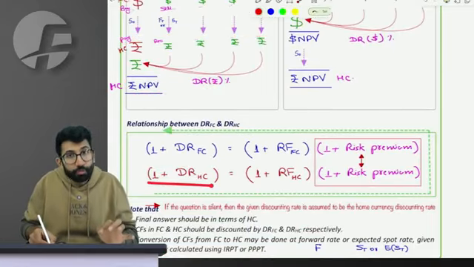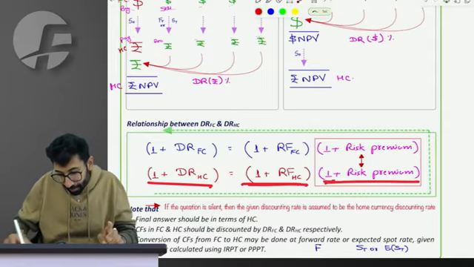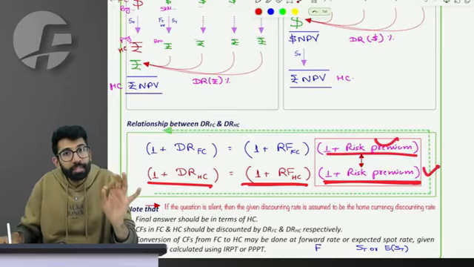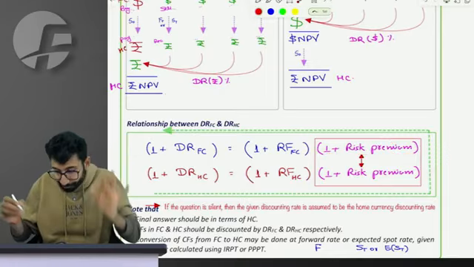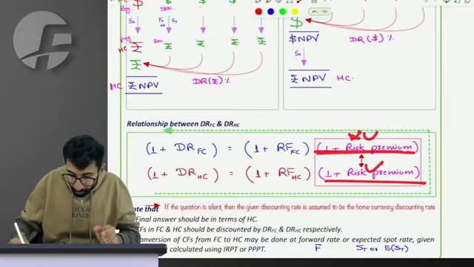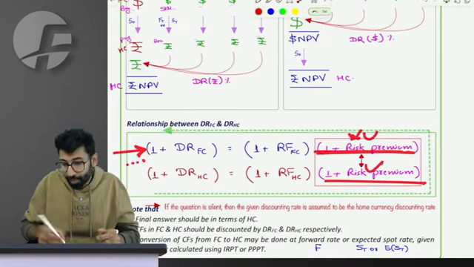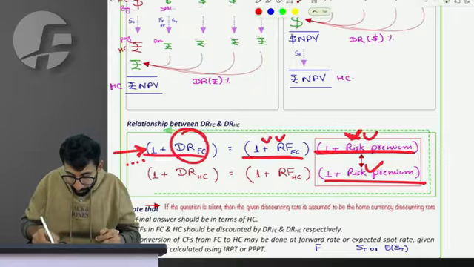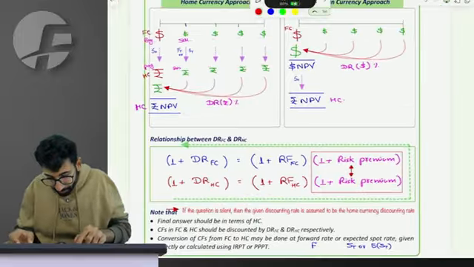Sir, using the Indian home currency discounting rate and the Indian rupee risk-free rate, I first calculate the risk premium. Risk premium has nothing to do with the currency. It relates to a particular project, not the currency or country. So the risk premium I calculate will be the same in the foreign currency discounting rate. Using this risk premium and the risk-free rate of foreign currency, I can calculate the discounting rate of foreign currency. Are you getting it?